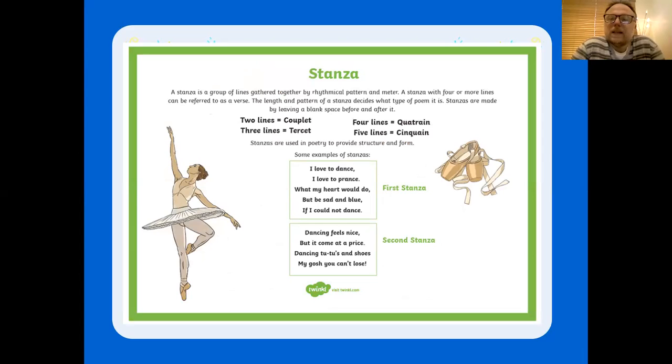Now, this page here explains how poems are split into sections. And when we've got a song where we have a section of writing and it's a section of words and we keep coming back to the same words, that's called a verse. That's the same in a poem. Two lines would be known as a couplet. And in this poem, a stanza is a group of lines gathered together because they've got a rhythmical pattern. A stanza with four or more lines can be referred to as a verse. So you've got 4 lines apparently. I didn't know that until I've just read this, to be called a verse.